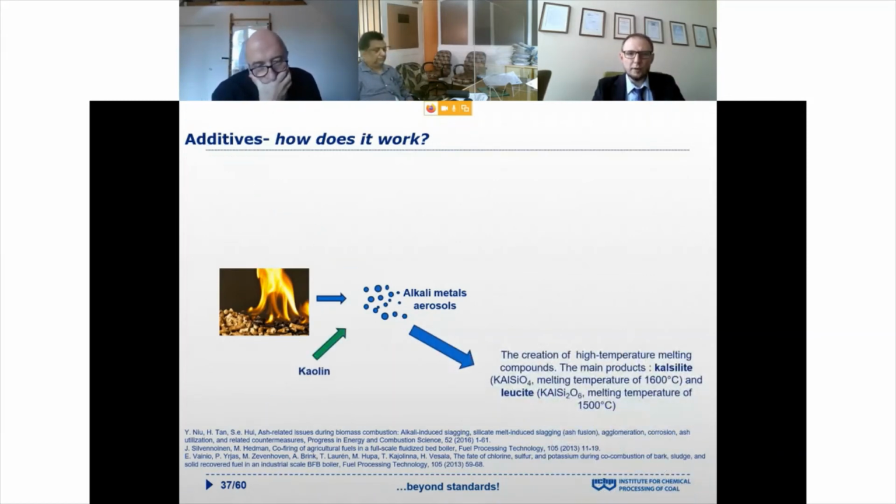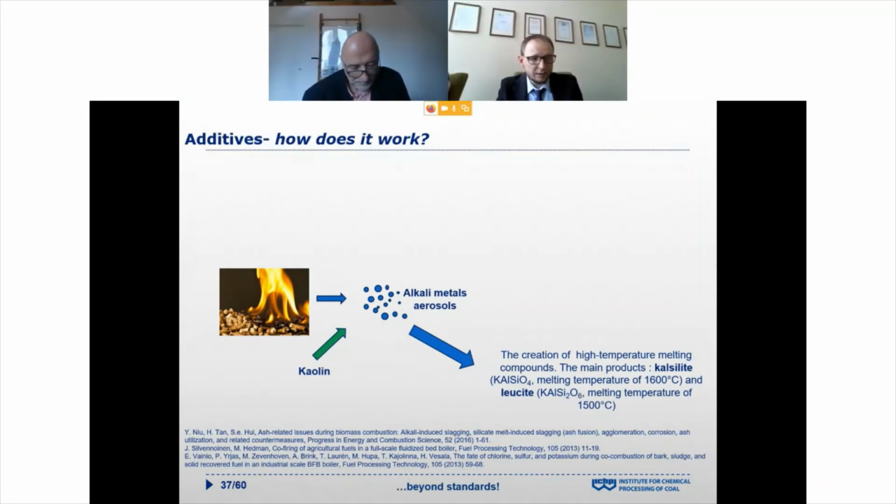and if at such a moment we add the kaolin or halloysite, we can obtain the reaction between these compounds. The mechanism is quite complicated, but the most important for engineers is what is the final product. The final product is a calcite or leucite. That melting temperature is even more than 1500 degrees Celsius. So it is even higher than the high temperature zone of the pulverized boiler. So in fact, we create a very stable material that can be more easily removed from the boiler.